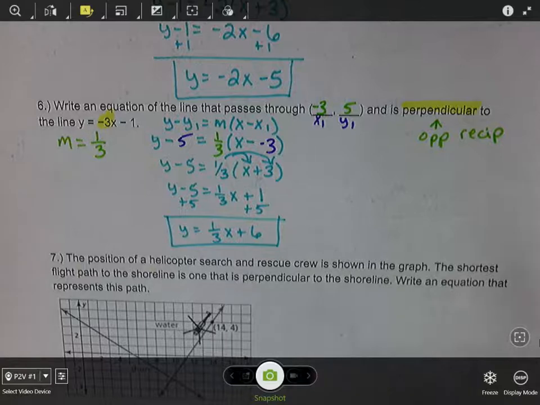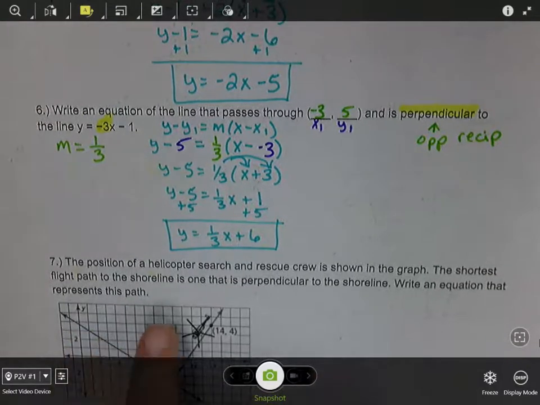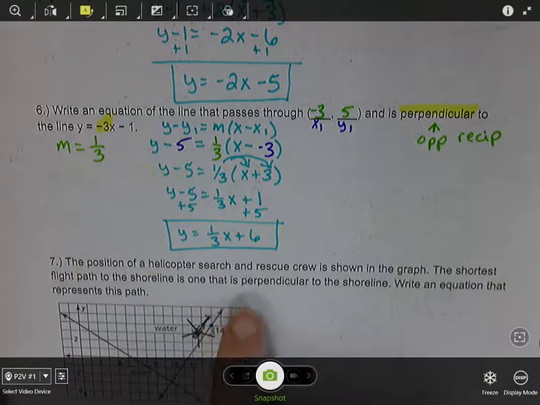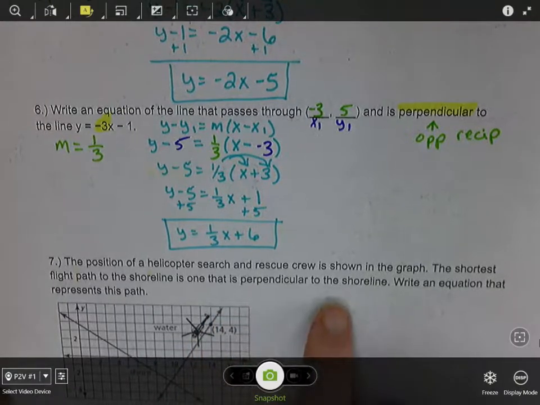All right, so we've done parallel lines and we have done perpendicular lines. Okay, let's do a word problem. It says, the position of a helicopter search and rescue crew is shown in the graph. The shortest flight path to the shoreline is one that is perpendicular to the shoreline. Write an equation that represents this path.